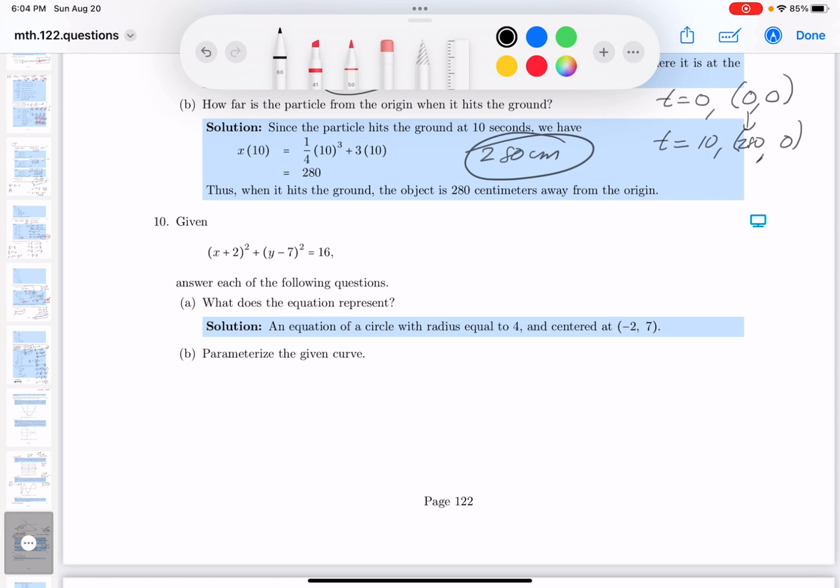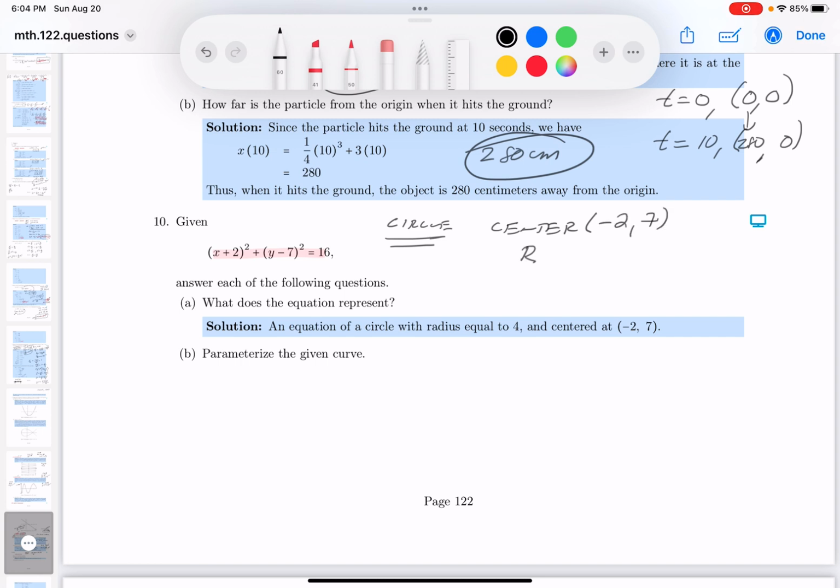Okay, what do I know about number 10? Very recognizable, by the way. I know this thing's a circle. We'll get to the question in a second. What's the center going to be? Very simple. Minus 2, 7.